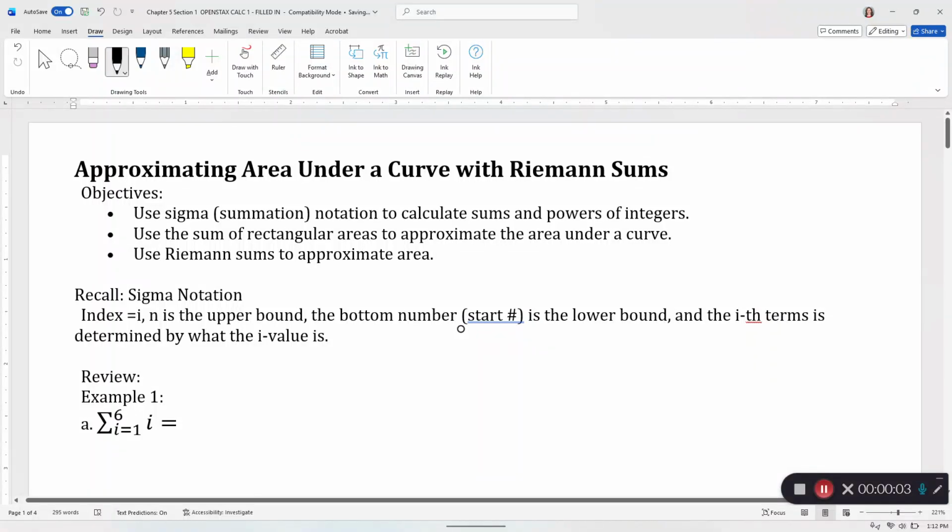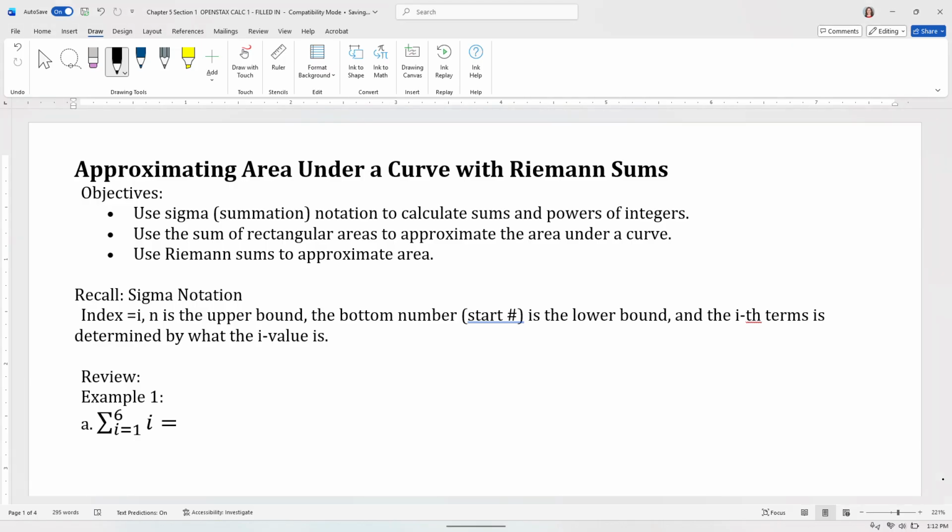Okay, let's approximate. Let's approximate the area under a curve using Riemann sums. Before we dive too deep into this, we need to review Riemann sums and what they are first.